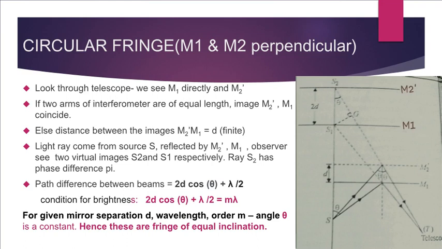Now if the interferometer arms are not at equal distance, the images M1 and M2' appear to be separated by a distance d. The rays appear to be coming from two separate coherent light sources S1 and S2 separated by distance 2d. Ray S2 has a phase difference of pi. The path difference between beams equals 2d cos theta plus lambda by 2. The condition for brightness is that 2d cos theta plus lambda by 2 equals m lambda. For given mirror separation d, wavelength, and order m, angle theta is a constant. Hence these are fringes of equal inclination.